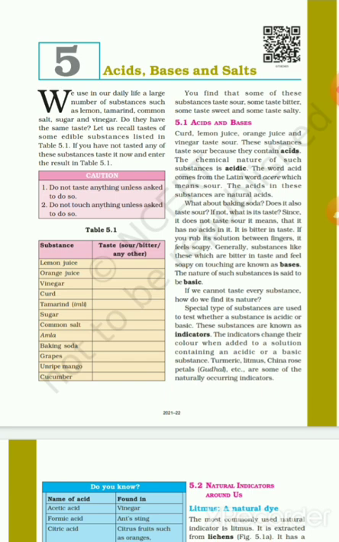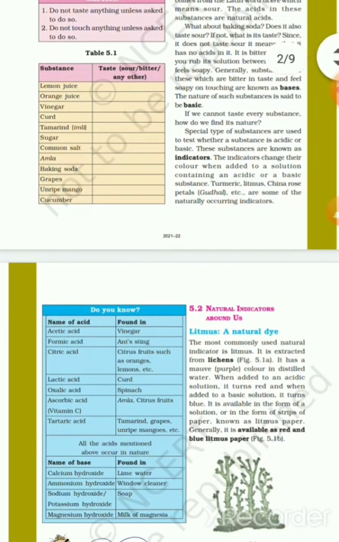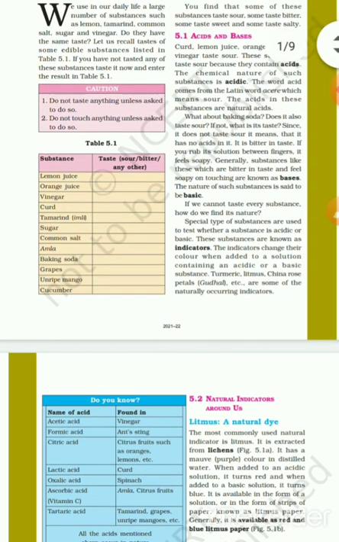The first question is, what are acids and what are bases? The substances which taste sour are called acids, and the nature of these substances is mainly acidic. So you might be thinking where the word acid comes from. This word acid is derived from a Latin word acere, which means sour in Latin.